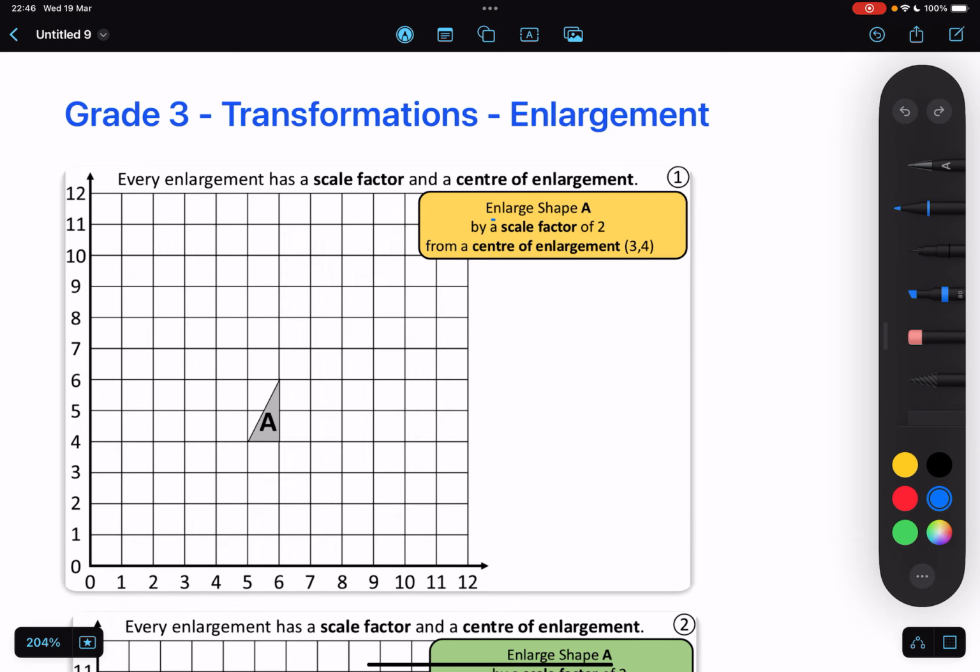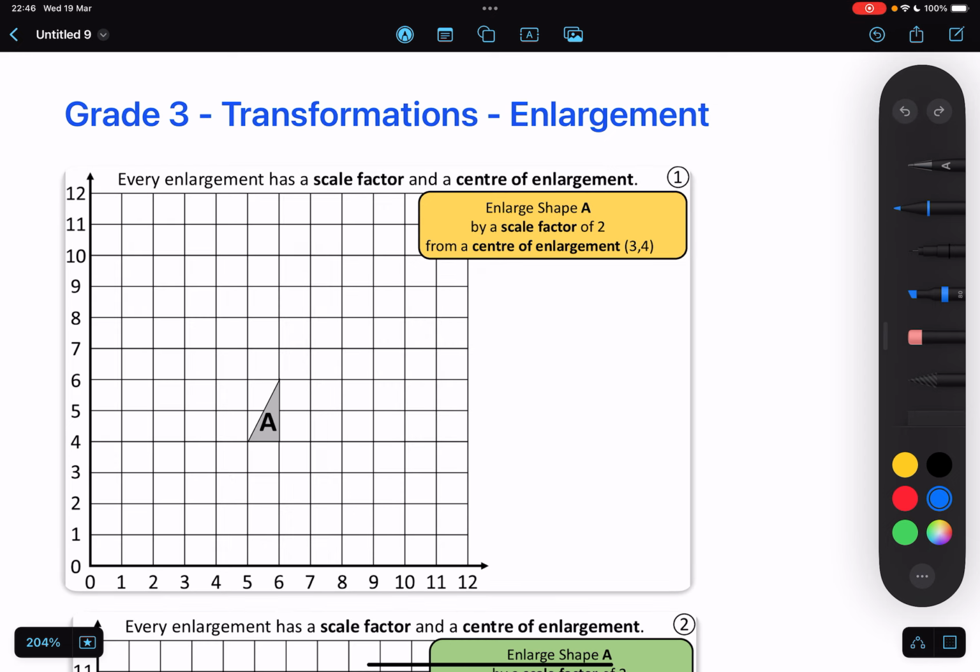It says enlarge shape A. So you can see that here. So that's what the question is. Enlarge shape A. So we're going to have to make it larger. Sometimes just make it smaller, but we're going to be changing the size. That's what enlargement means. We'll be changing the size.